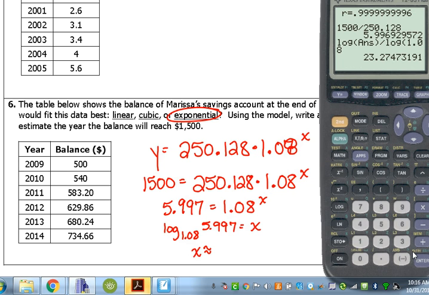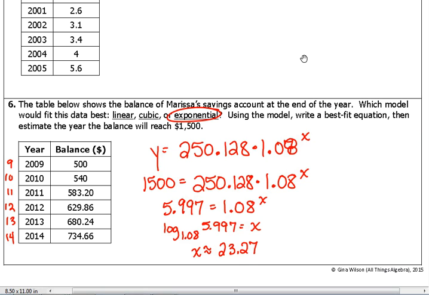So we get approximately 23.27 for x. And what did we do? We did 9, 10, 11, 12, 13, 14. So that means it's that many years since 2000. So the year would be sometime in the year 2023. Sometime in the year 2023.